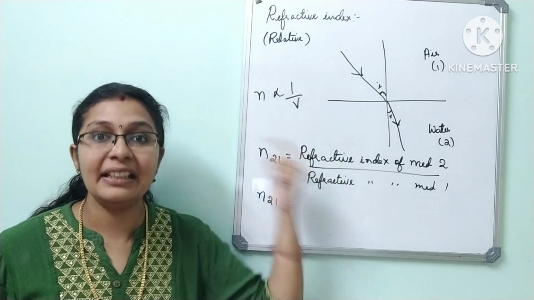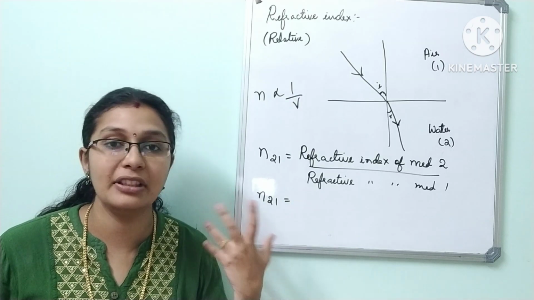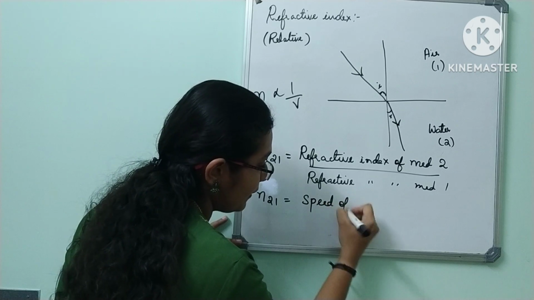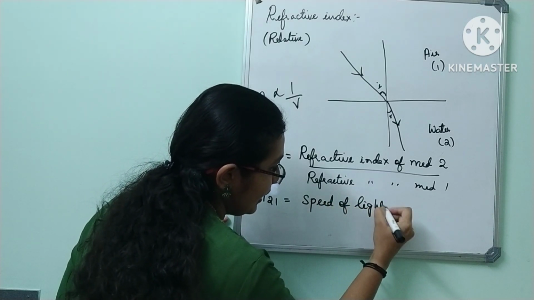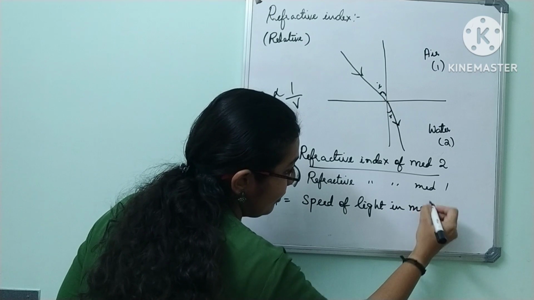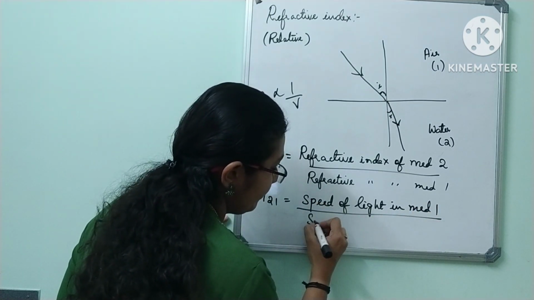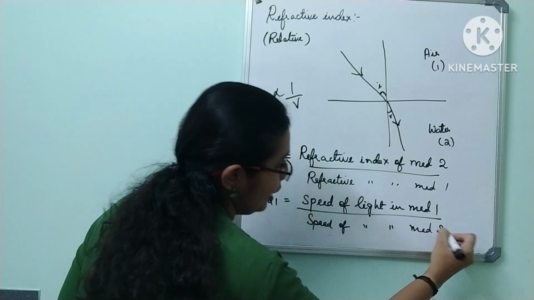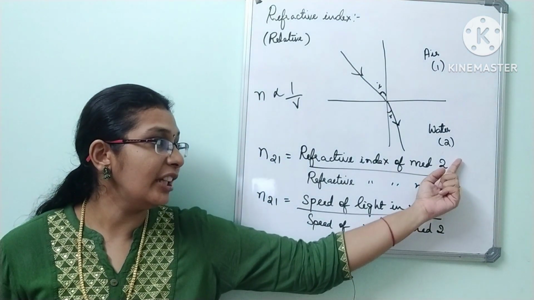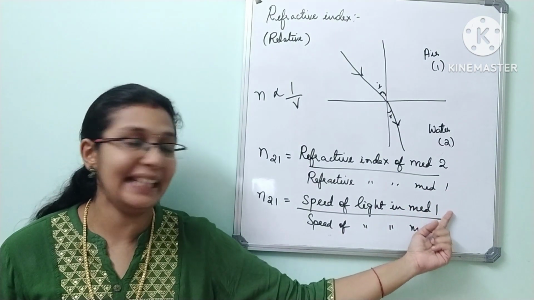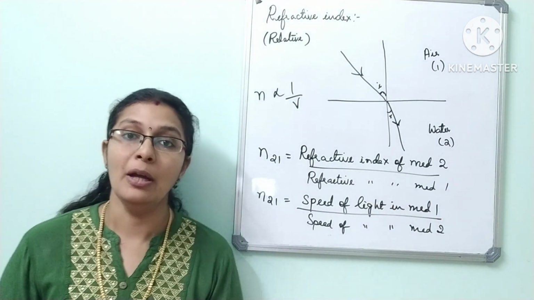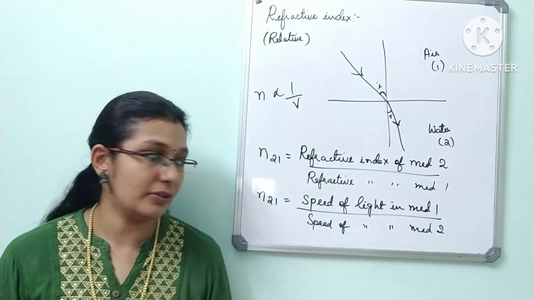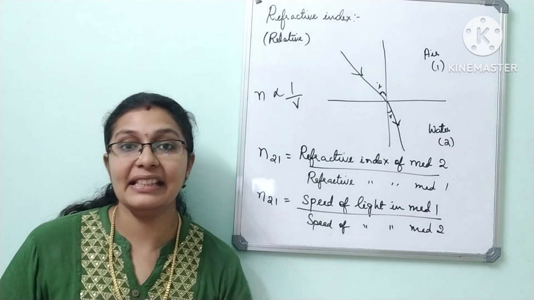So if I write refractive index in terms of velocity, how can I write? It is nothing but the speed of light in medium 1 divided by speed of light in medium 2. You may have a doubt, why here medium 2 and here medium 1, why here it is medium 1 to medium 2? Because already we know refractive index is inversely proportional to velocity. So actually it is inversely written.